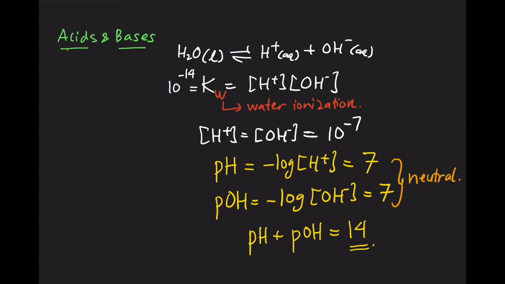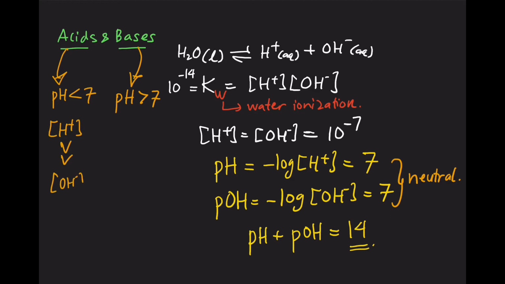For acids, the solutions will have a pH smaller than 7. And for bases, the solution will have a pH higher than 7. So in the acid system, the H+ will dominate, so it will be bigger than OH-. While for bases, the H+ will be smaller than the OH-.